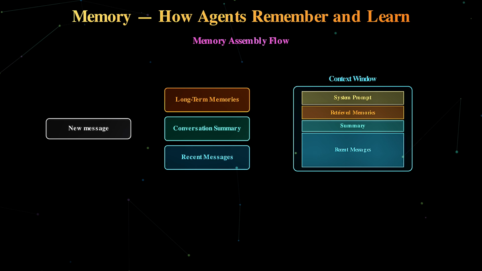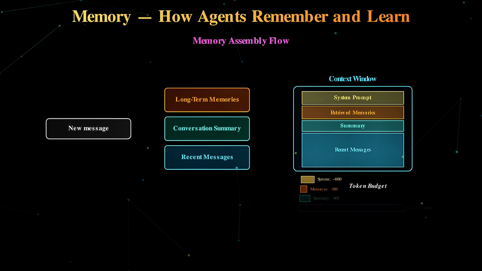At the very top, the system prompt with the agent's instructions and personality. Next, retrieved long-term memories. 3 to 5 relevant facts pulled from the vector database. Then, the conversation summary, a compressed version of everything discussed so far. And finally, the last 5 to 10 raw messages, the most recent exchanges in full detail. The LLM sees all of this as a single continuous prompt and generates its response accordingly.